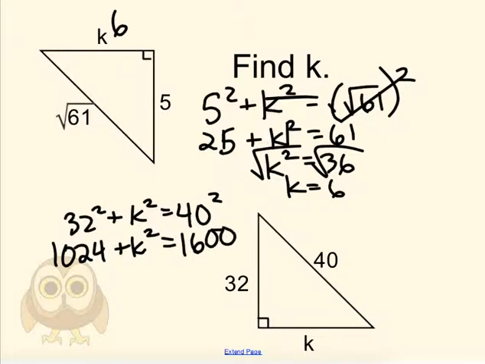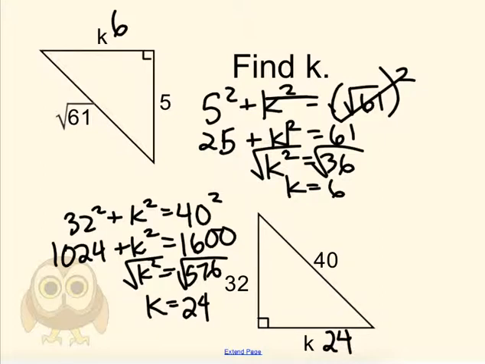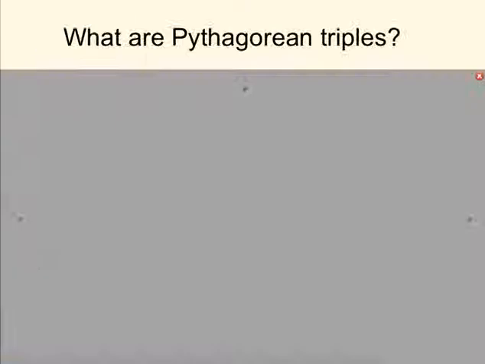That's what 40 squared is. So I subtract 1,024 from each side, and I get 576 equals k squared. Take the square root of each side, and we see that k, and now the square root of 576 is actually a perfect number. It gives us 24. So we see that the leg k here is 24 units. All right, so this is how we're using the Pythagorean theorem to find a missing side.